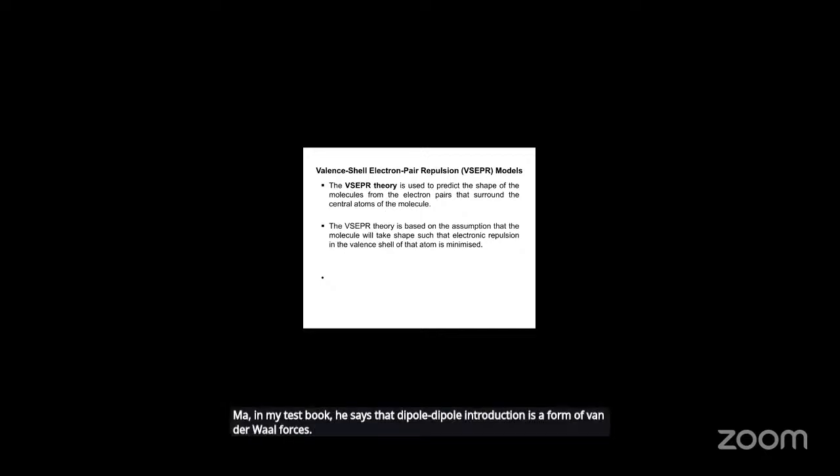Ask your question. Ma, in my textbook, it says that dipole-dipole interaction is a form of van der Waals forces. Which textbook? New School Chemistry. It says that dipole-dipole and London dispersion are the two forms of van der Waals forces.